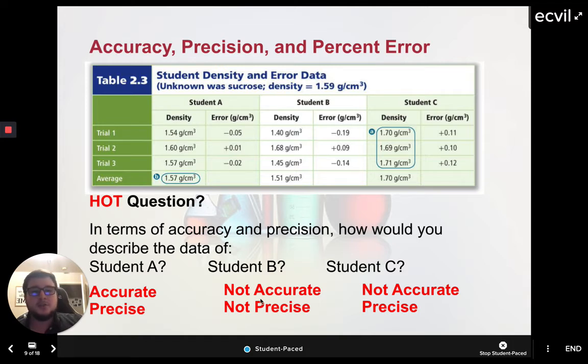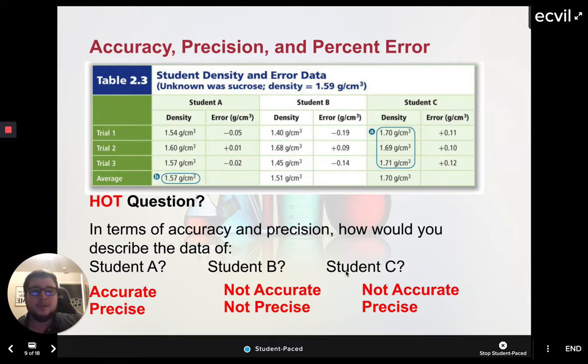Okay, student B, not accurate or precise. So here's their average, 1.51. That's a little bit further off. I would say significantly further off than this one from the true value. So I would say that that's not accurate. And look, their measurements are all over the place. You have 1.4, you have 1.68, so definitely not precise either.